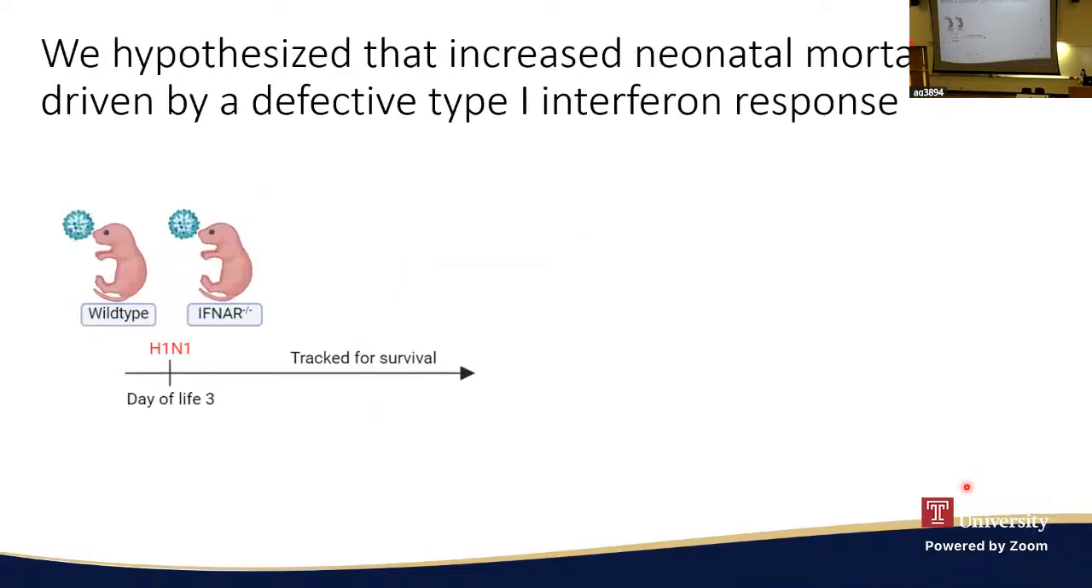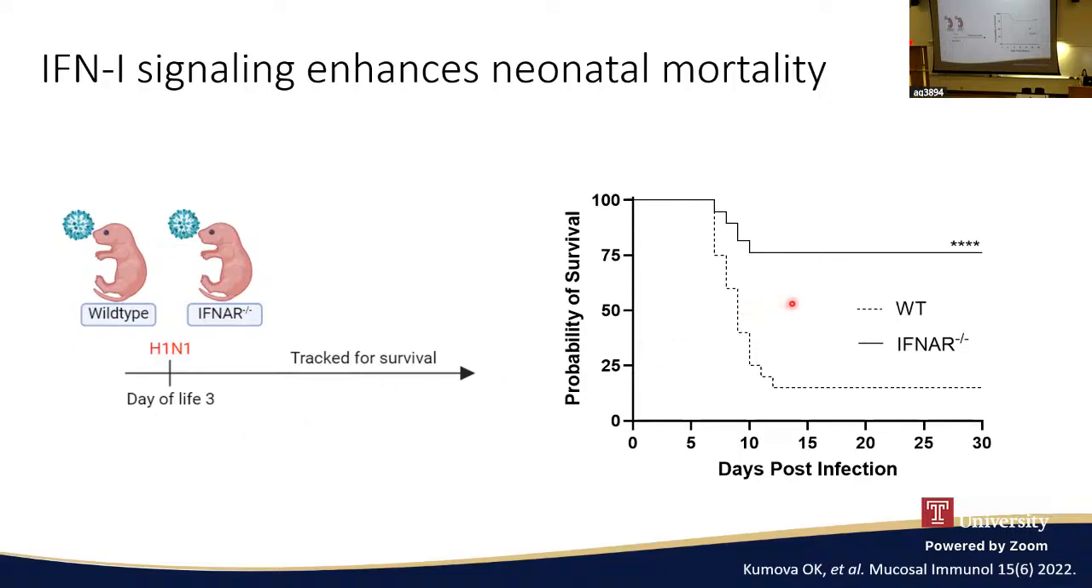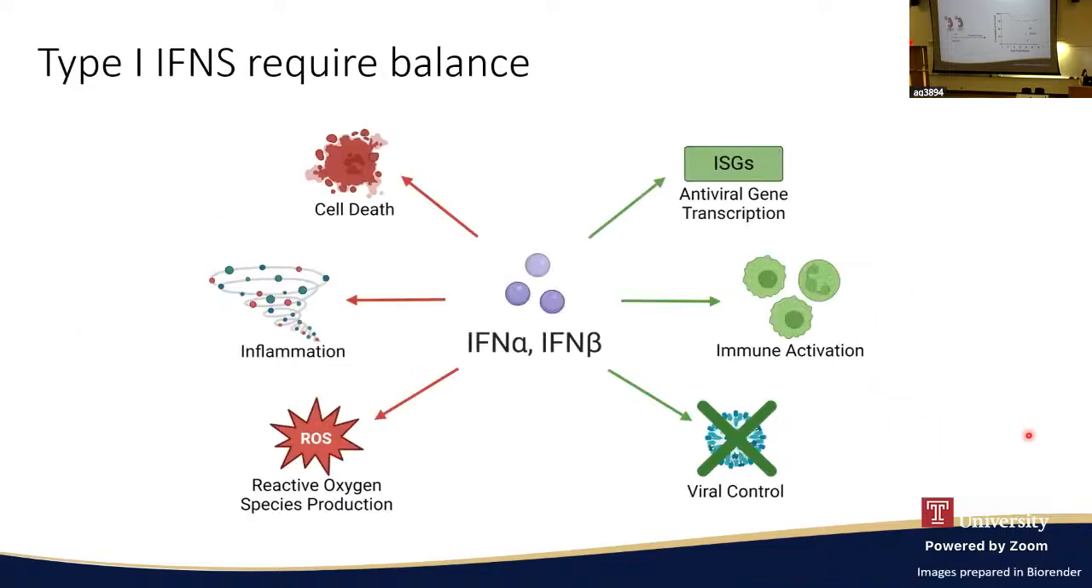So we hypothesized then that the increased neonatal mortality we observe is driven by a defect in their type 1 interferon response. So we infected wild-type neonates and IFNAR neonates and tracked them for survival. Initially, we hypothesized that if you take out a key antiviral signaling molecule from an already vulnerable population, we would further exacerbate mortality. However, we actually found the opposite. We find that the IFNAR neonates now have 75% survival compared to the 20% in our wild-type controls. And that is because type 1 interferons require balance.